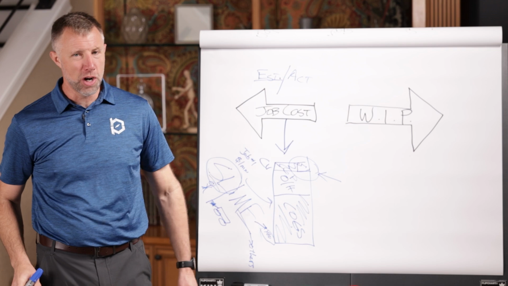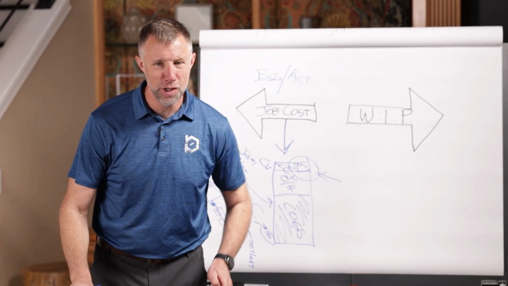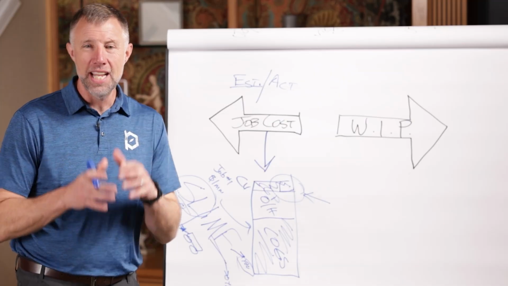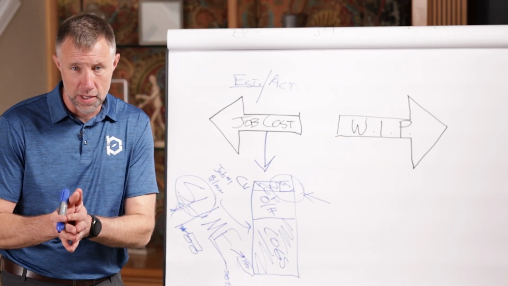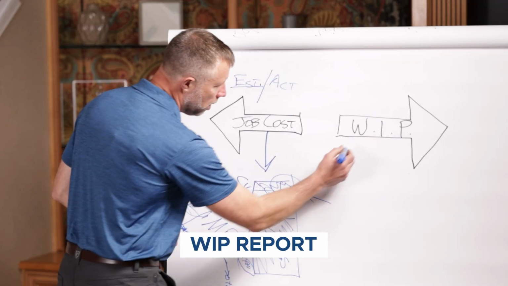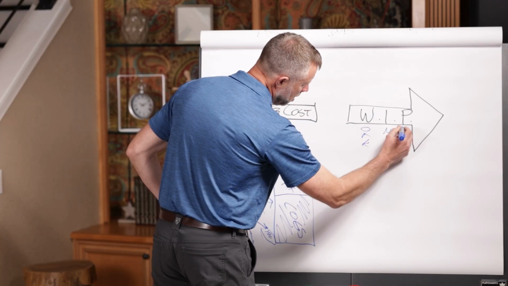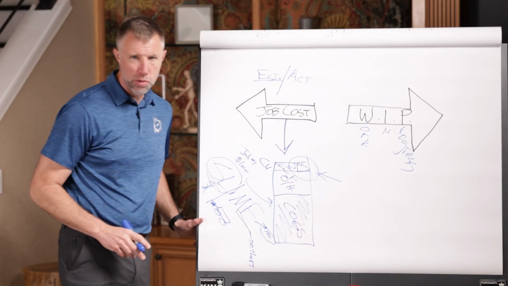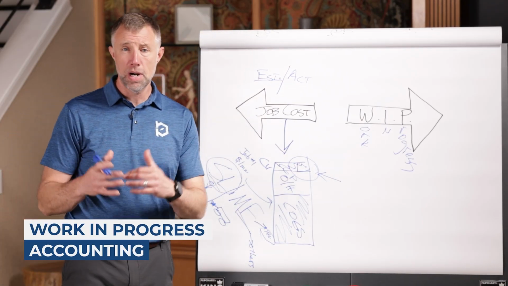Now, I want to bring in another term, and I don't want you to freak out by this, all right? You don't have to be a hardcore CPA to understand this, but you do need to understand in some forms of construction businesses that many of you should be running what they call a WIP report, or work in progress is what that means. And so you'll hear a lot of accountants in construction space talk about work in progress accounting.